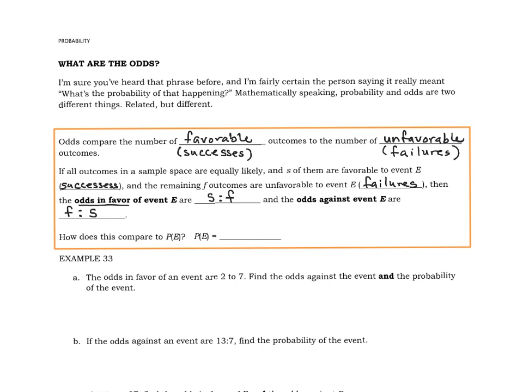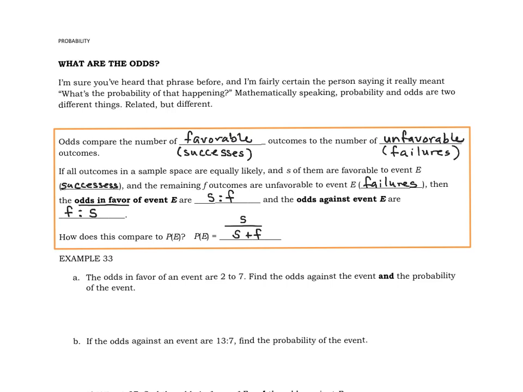So how does this compare to the probability of the event happening? Well, the numerator would be the number of successes. And please remember that the denominator is the total ways that that can happen. So we would add our successes to the number of failures.